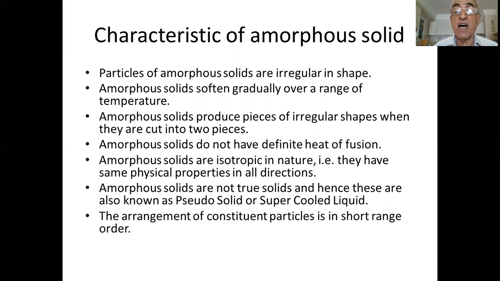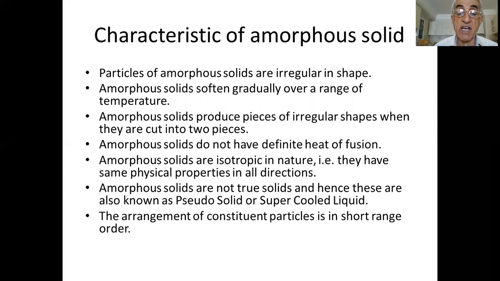Characteristics of amorphous solids. Particles of amorphous solids are irregular in shape. Amorphous solids often soften gradually over a range of temperature. Amorphous solids produce pieces of irregular shapes when they are cut into two pieces. Amorphous solids do not have a definite heat of fusion.